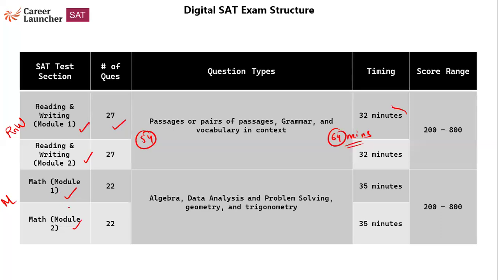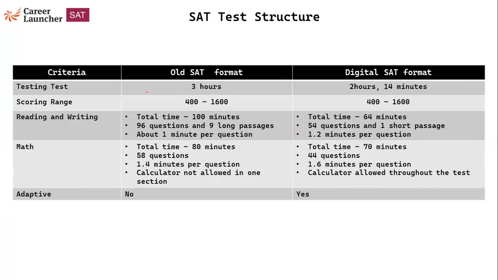Similarly, in the math section, there are two different modules, module 1 and module 2. 22 questions in each module. That makes a total of 44 questions, and you'll get 35 minutes in each module, which makes a total of 70 minutes. So the new SAT is now just 2 hours and 14 minutes. Your score will range from 400 to 1600.